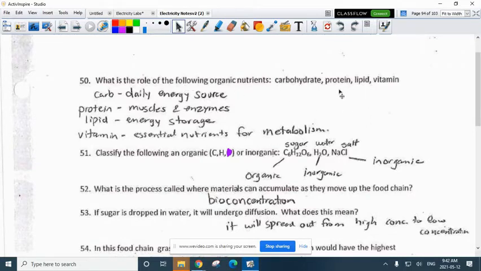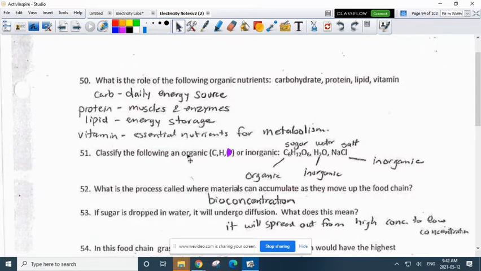What's the role of the following organic nutrients? So carbohydrates are your daily energy source. Proteins are used to make muscles and enzymes. Lipids are used for energy storage. Vitamins, essential nutrients for metabolism. What am I missing from here? I am missing macronutrients and trace elements. So we need a little bit of those for proper metabolism as well.